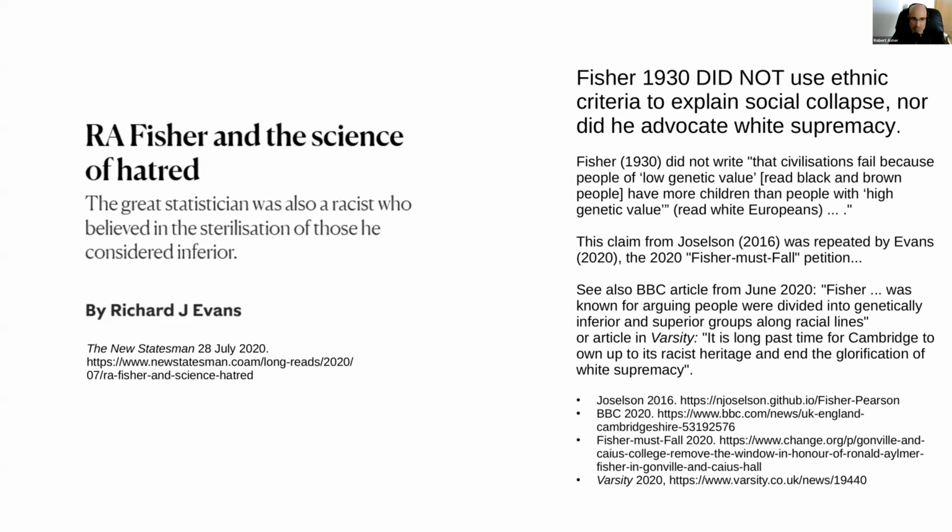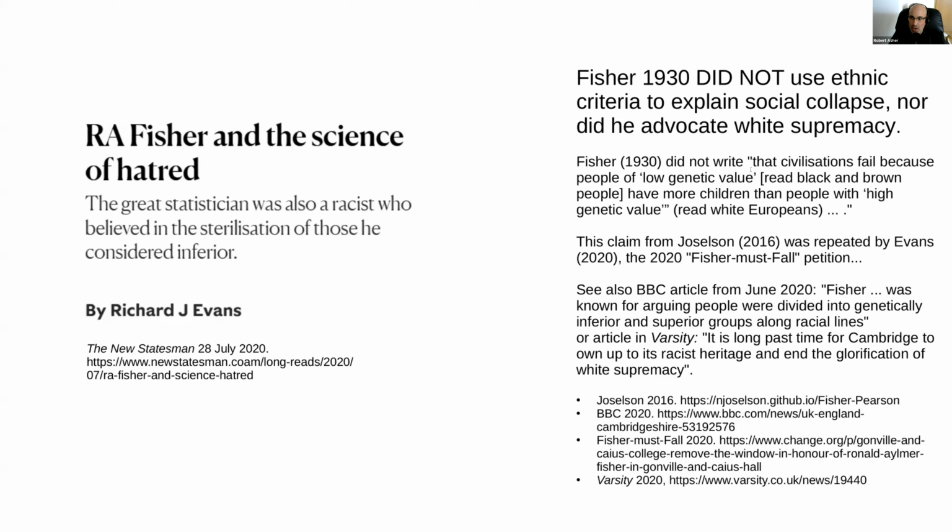such as this article by a retired historian from my university who had a rather emotive title, R.A. Fisher and the Science of Hatred. This was a popular article in the New Statesman from July 2020. And basically what Evans did in that article, and he was one of many, was repeat a claim that first showed up in a blog in 2016.